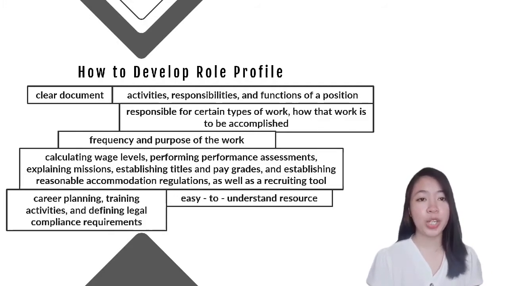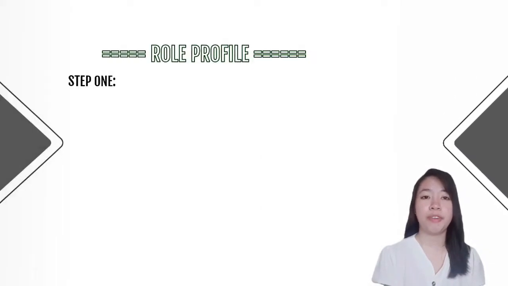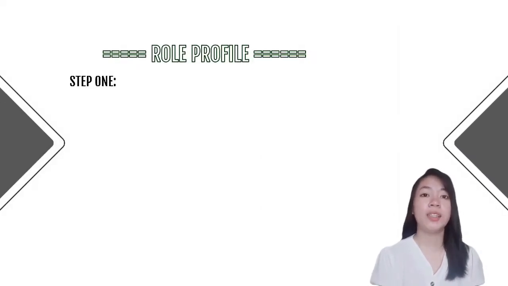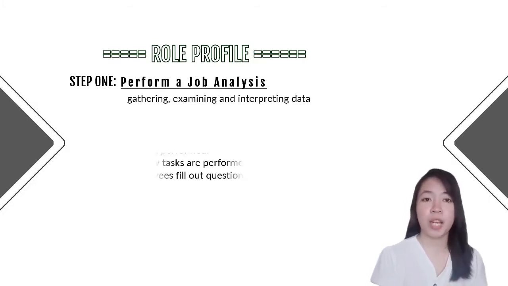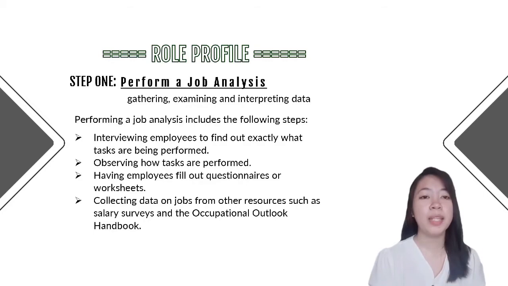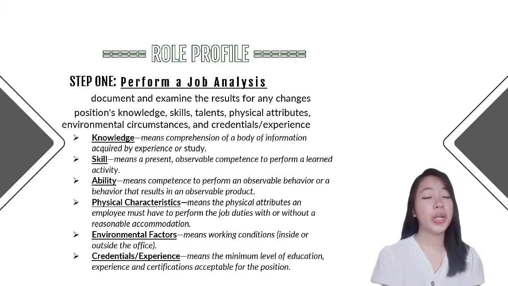A supervisor can also use a job description as a measuring device to check that an employee is meeting job requirements. Here are the steps to develop a role profile. Step 1. Perform a job analysis. This is the process of gathering, examining, and interpreting data about the task to supply accurate information about the job so that an organization can perform efficiently.